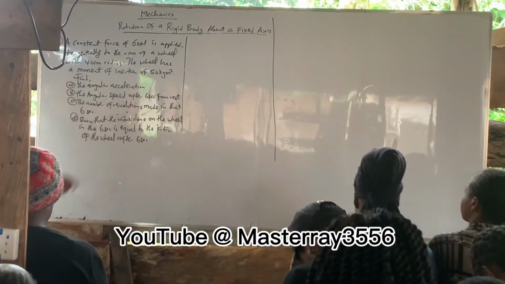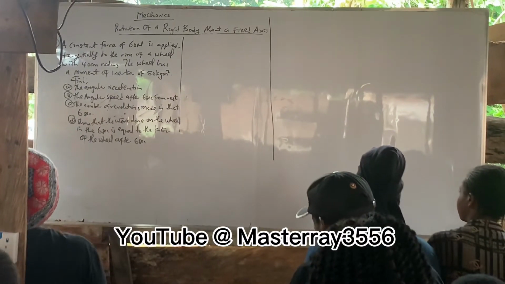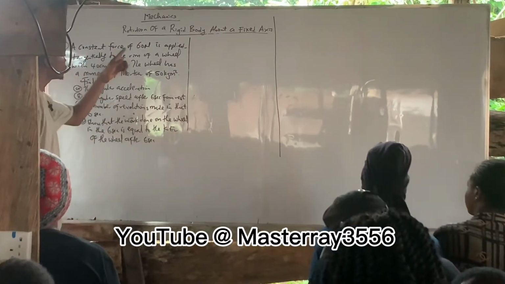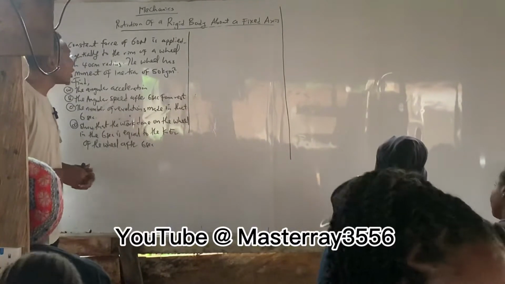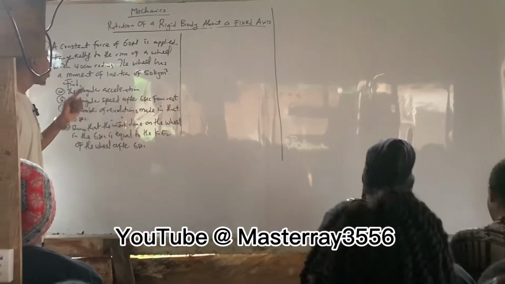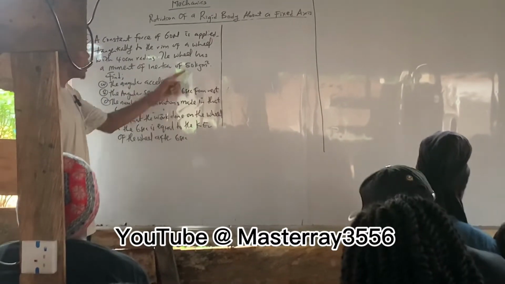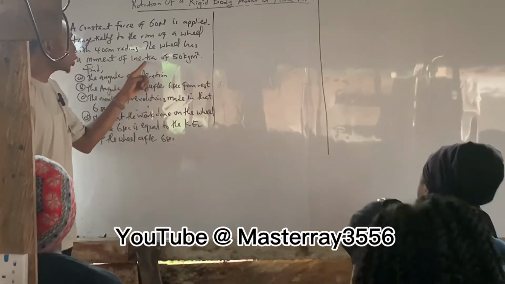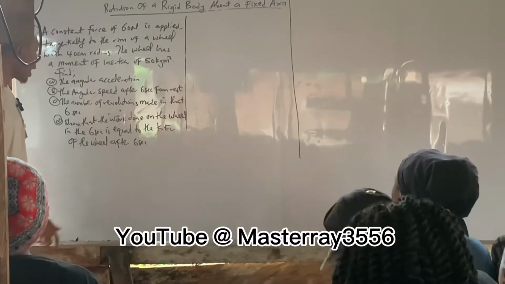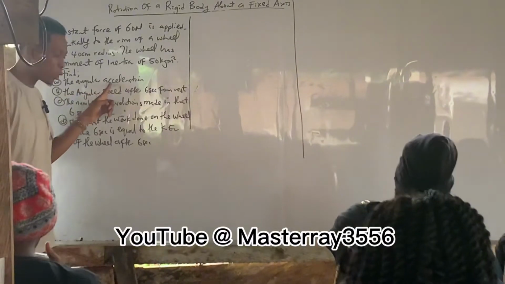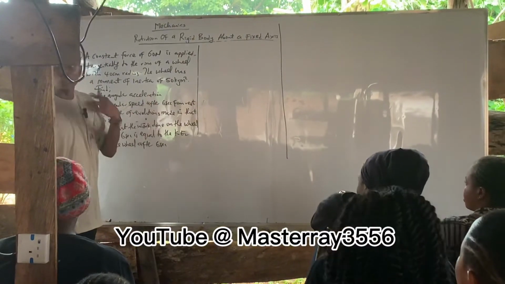Question. We were told that a constant force of 60 Newton is applied tangentially to the rim of a wheel with 40 centimeter radius. The wheel has a moment of inertia of 50 kilogram meter square. Now we are asked to find number one, the angular acceleration. Number two, the angular speed after 6 seconds from rest.